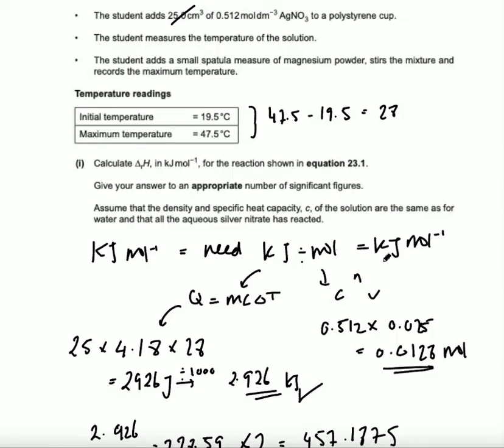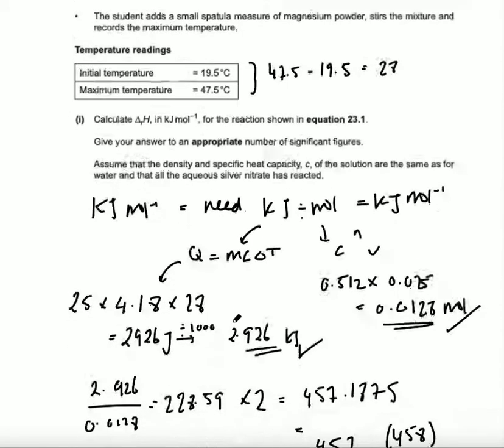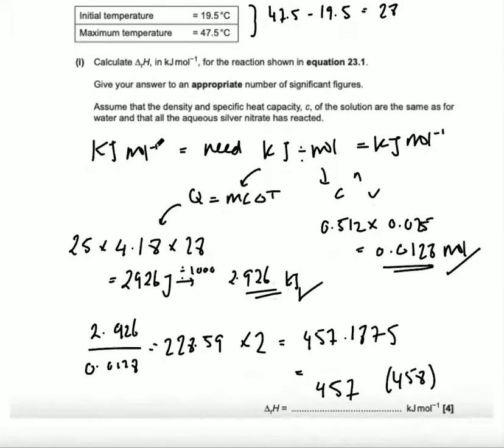Now, moles, we can work out moles because we do c times V, and so c is 0.512, times by the volume, which is 25, but we get it to decimeters cubed, so we convert it, divide by 1,000. And if we multiply these two numbers together, we get 0.0128 moles. So now we've got the kilojoules and the moles, and in order to get them into this form, we need to divide them. So 2.926 divided by 0.0128 gives us 228.59.